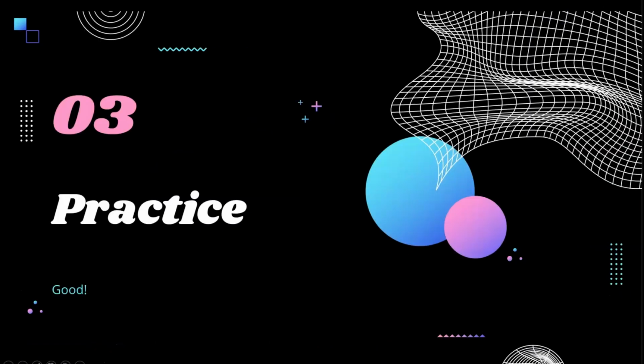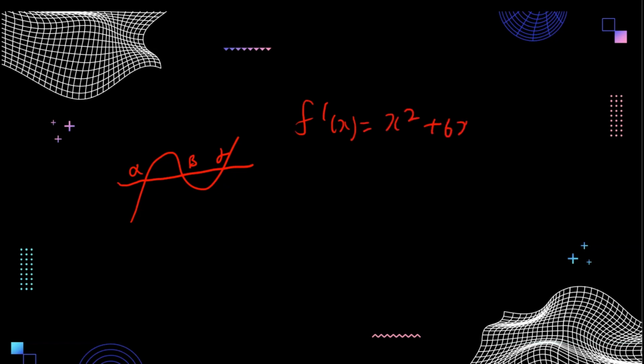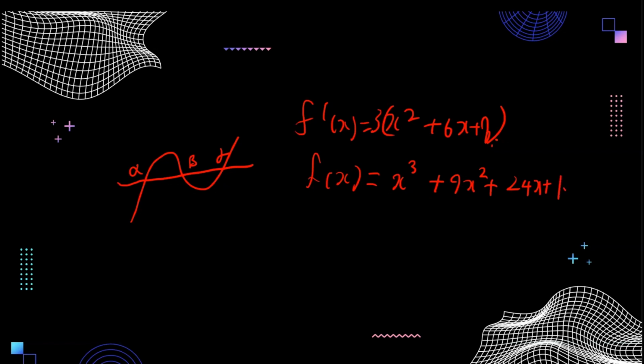Now, next slide. Just a practice. It's just a practice, don't be afraid. When we have a function like this, with alpha, beta, and gamma, let me give you f prime x for your ease. f prime x equals x squared plus 6x plus 8. Then f(x) is probably something like, let's multiply by 3, x cubed plus 9x squared plus 24x plus 19 or something like this. Then what is alpha plus beta plus gamma?